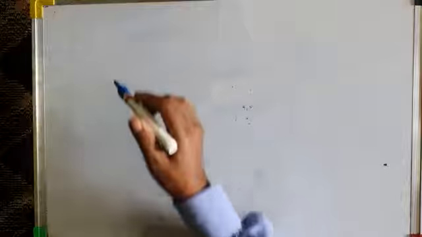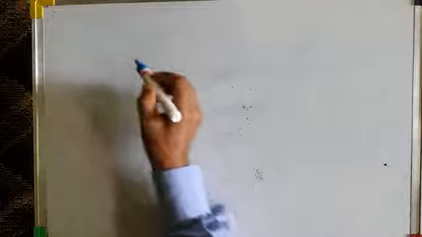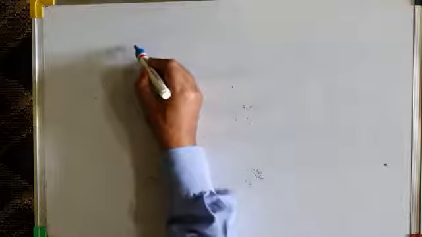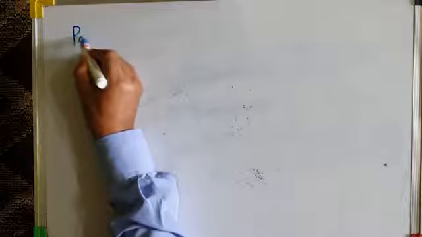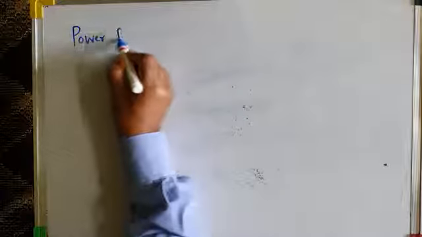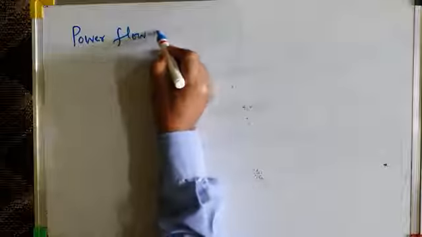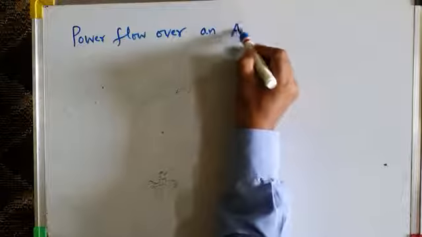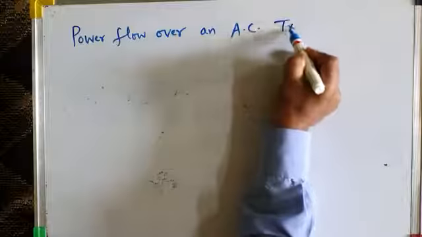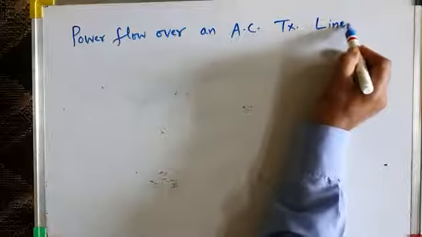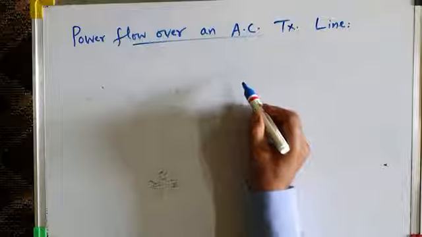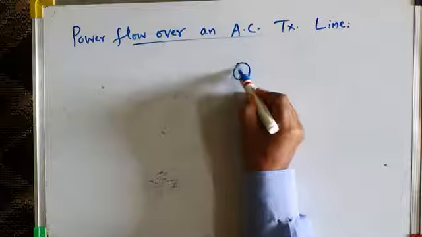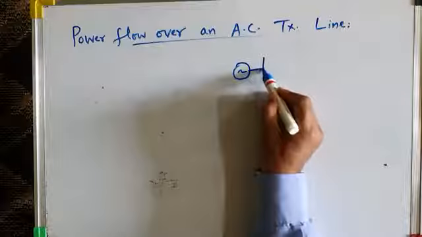Let us take again the two machine model of a transmission system. I will write here: power flow over an AC transmission line. Okay, the two machine model of the system is like this.